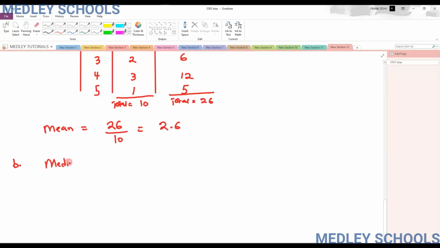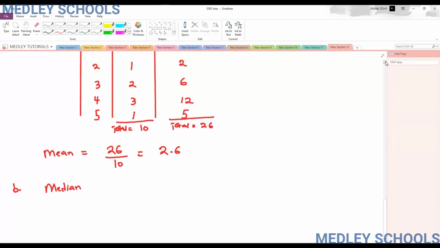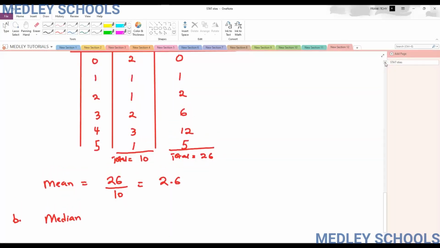This median we can find in 2 ways. Now the first way is we write out this score. Now this score can be written out as 2 persons score 0. That means we have 0, 0. 1 person score 1. That means we have 1. 1 person score 2. That means we have 2. 2 persons score 3. That means we have 3, 3. 3 persons score 4. So that means we have 4, 4, 4, and 5. Now this is the data that has been represented on the frequency table.